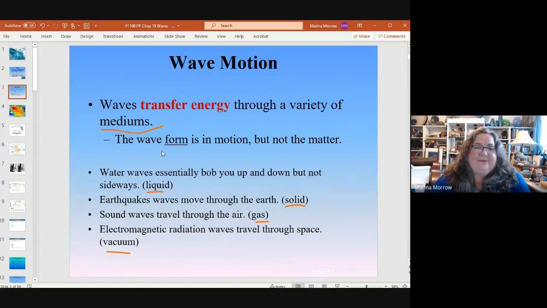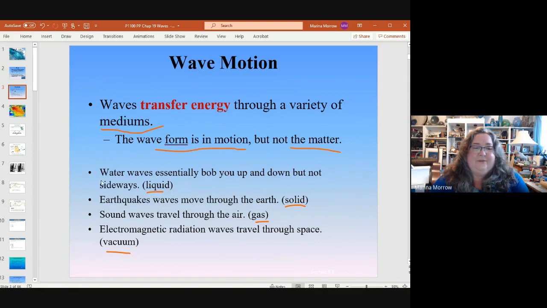Now, another thing is that the waveform is in motion, but not the matter. That's sort of a quote from your book. It's not entirely so; the matter does move, but it doesn't move in the direction necessarily of the wave.